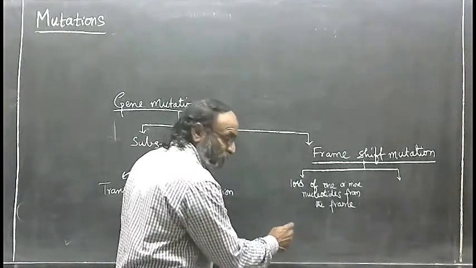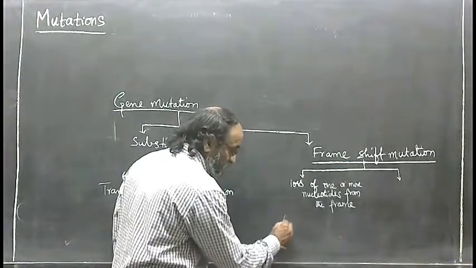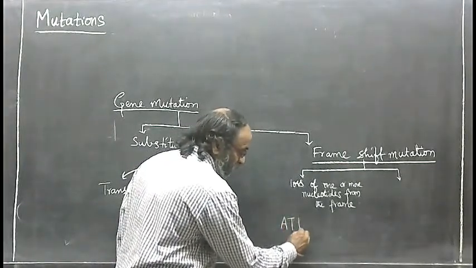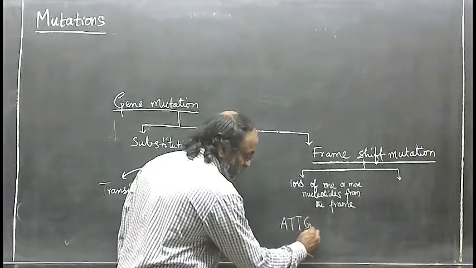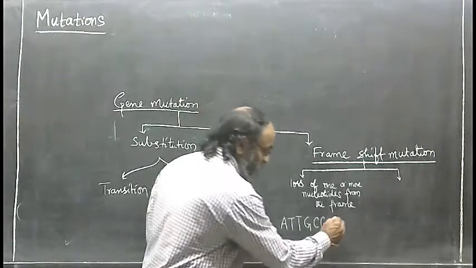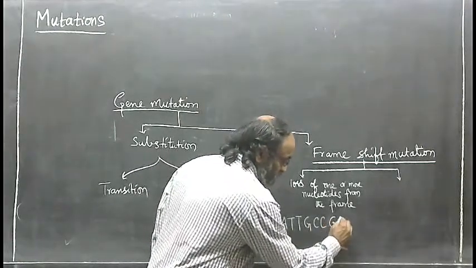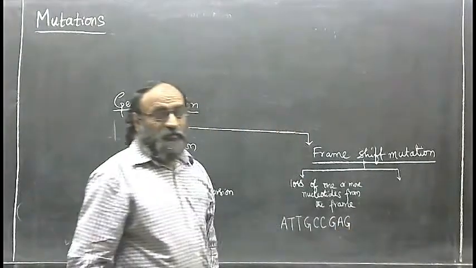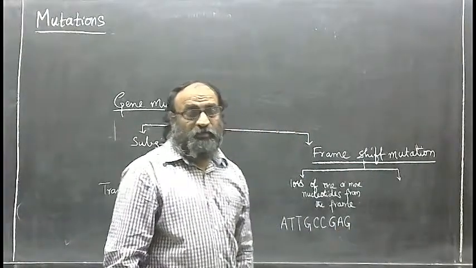First we have a frame, for example, there is a frame called ATTGCC. This is the one frame available. ATTGCC GAG. Suppose this is the frame available.